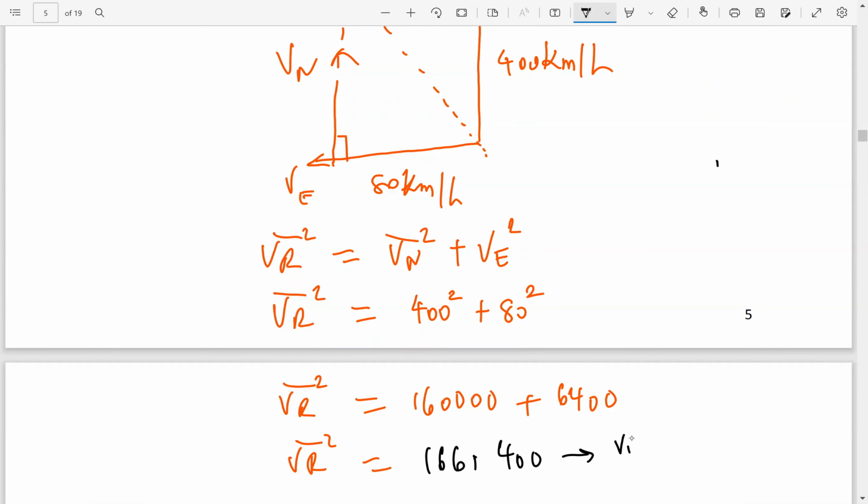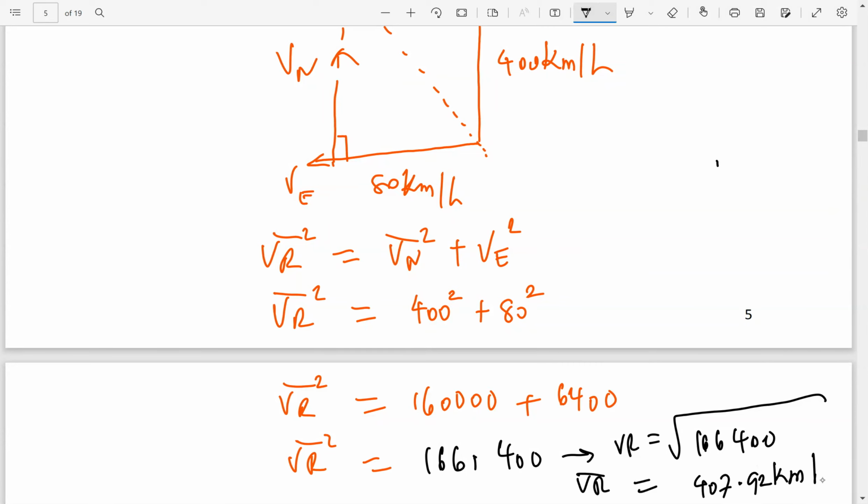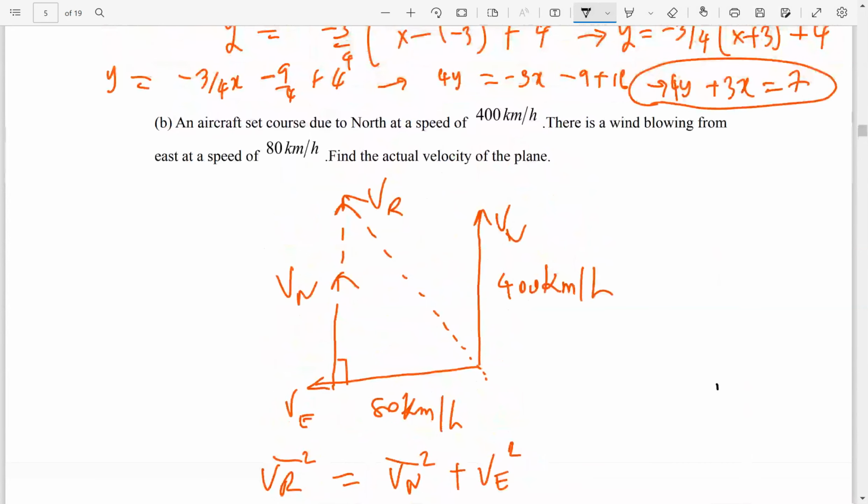So we're going to find the square root. Vr is the square root of 166,400, and eventually Vr, dear students, you're going to get 407.92 kilometers per hour. So this is the actual velocity of the plane with all this information.